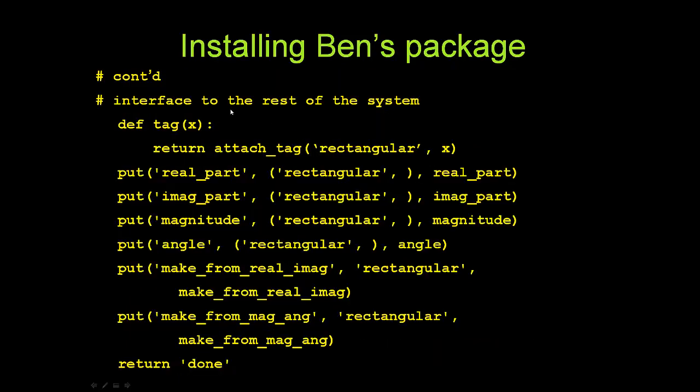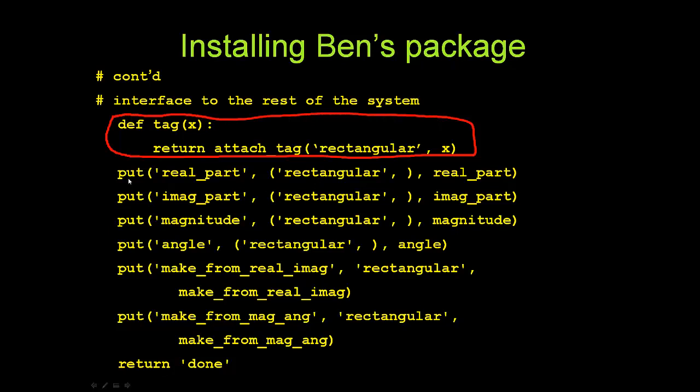Now, the more interesting thing is on the second page, right? So basically, there's a tag operation to add a tag to different data types now. And the more important part is this part, okay, or the installation of the operations. So basically, real_part, imag_part, magnitude, angle, make_from_real_imag, make_from_mag_ang. All these 6 functions were defined in the previous page, right? So the code has been executed, and these 6 functions have been created already. Now, what we do here is that we basically put these functions, the 6 functions, into the table, okay, and we index them by this function name as well as the data type.